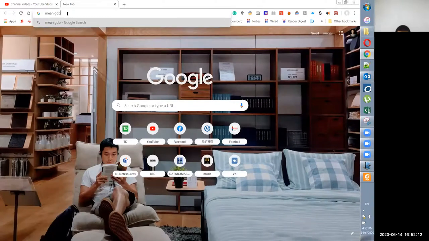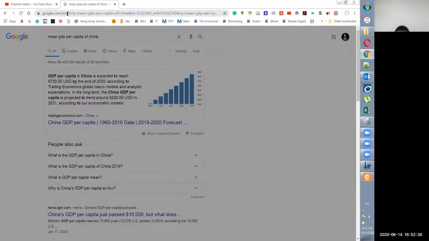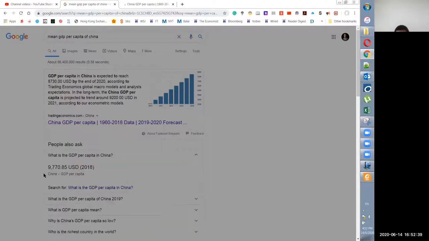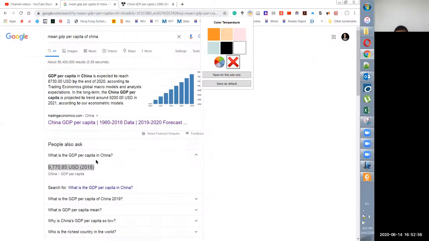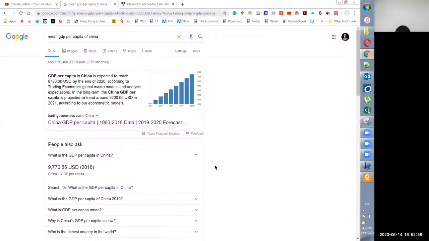What is the mean GDP per capita of China? I think it's about 7,000. I think it's about 10K USD. But anyway, let's take a look. Oh, yes, close to 10,000 already. This is 2018, by the way. So in 2018, China had already reached close to 10,000 USD. All right, so you underestimated China.